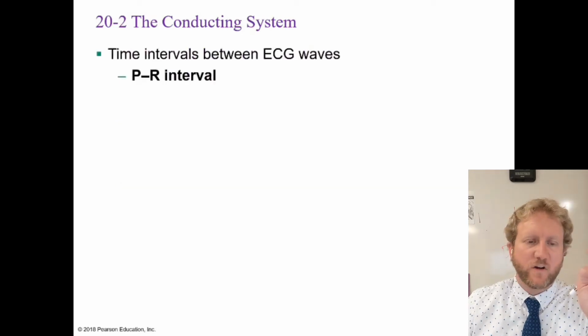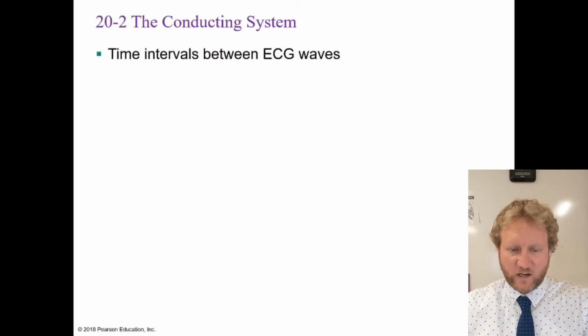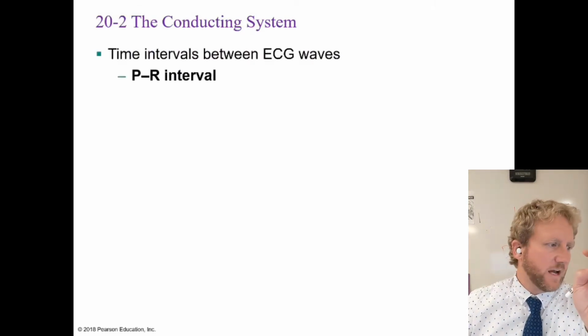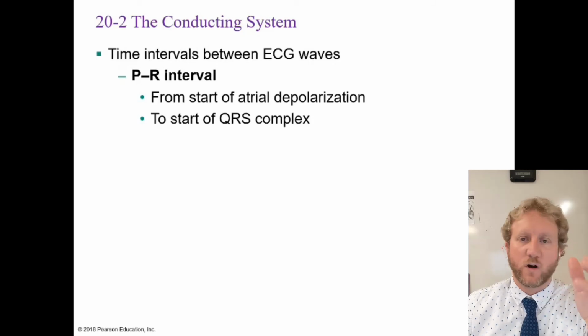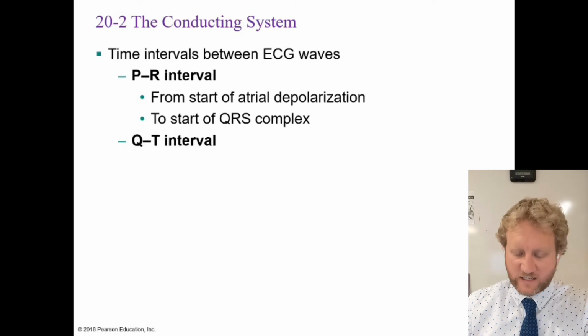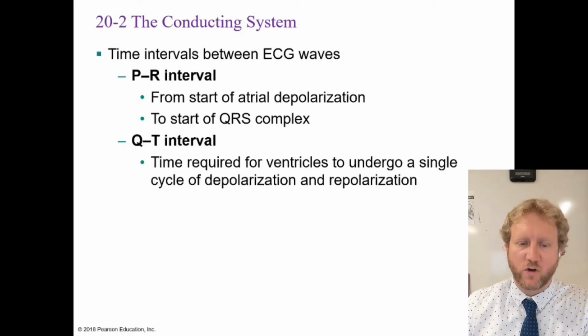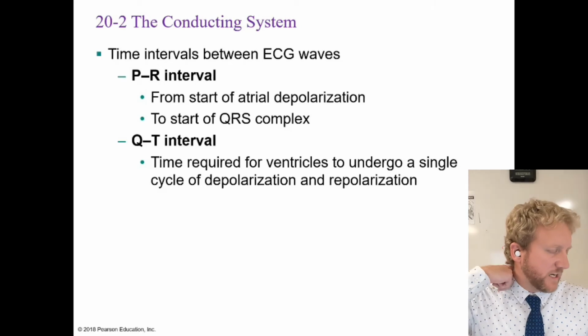Time intervals involved. We have the PR interval, so the interval in between the P wave and the R wave. That's the start of atrial depolarization to the start of the QRS complex. And then after that, the QT interval, which is the time required for ventricles to undergo a single cycle of repolarization and depolarization.